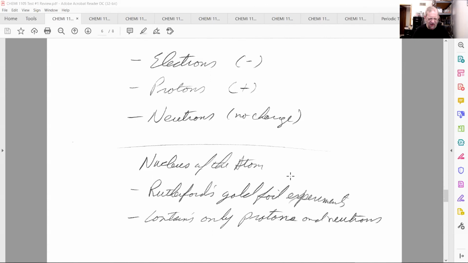You should also know the nucleus of the atom. And what is that? That's the center of the atom that contains protons and neutrons. And who elucidated the nucleus? Rutherford and his gold foil experiments. Elucidate means figured out. It's a fancy word. Sometimes I use fancy words. But anyways, you should definitely know nucleus, center of the atom, contains only protons and neutrons.